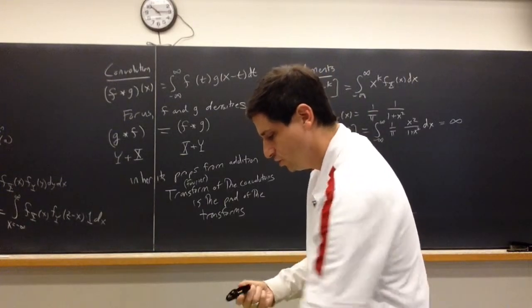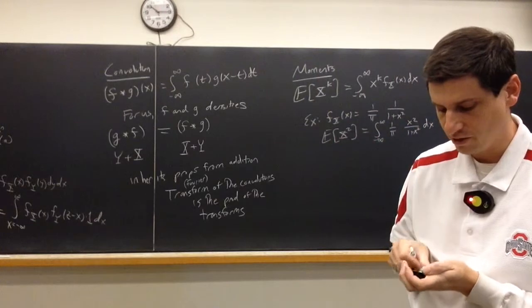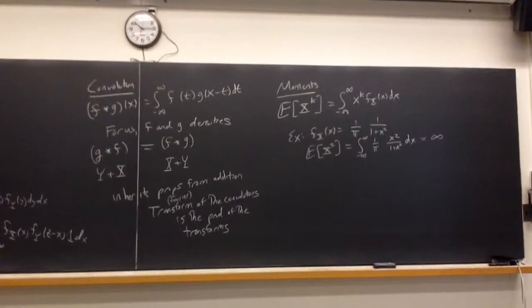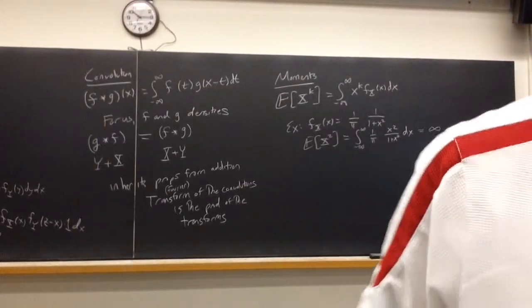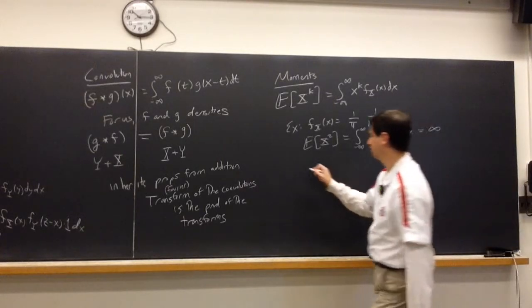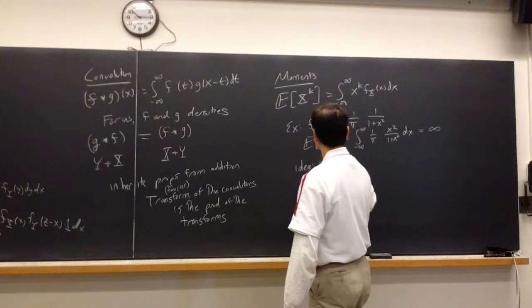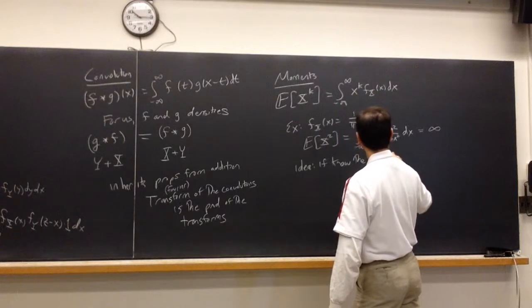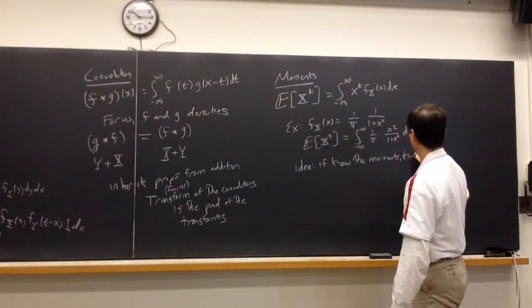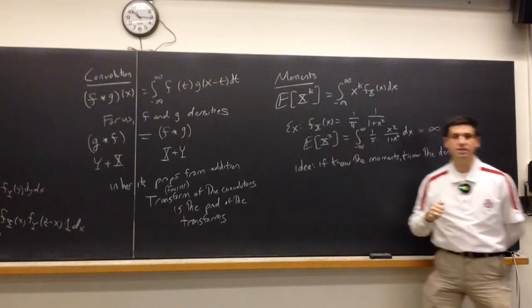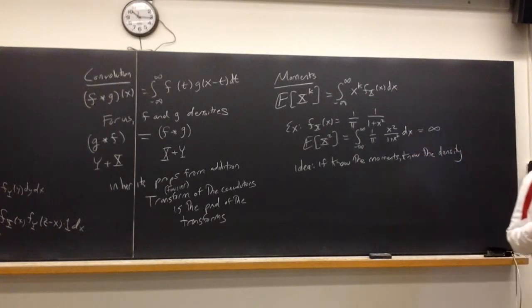unfortunately, just because we can write down the integral for a moment does not mean that the moment is finite. But in many situations, the moments will exist and the moments will be finite. And if you know the moments, you know the density. Does that seem reasonable? That if we understand what the moments are, we should understand what the probability distribution is?